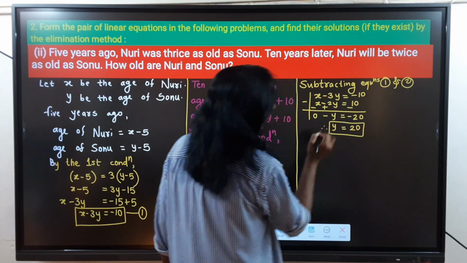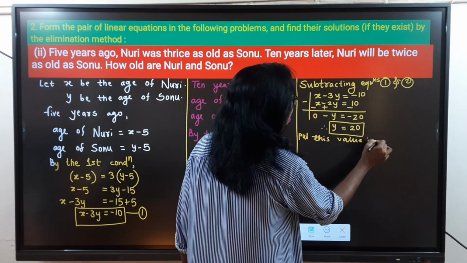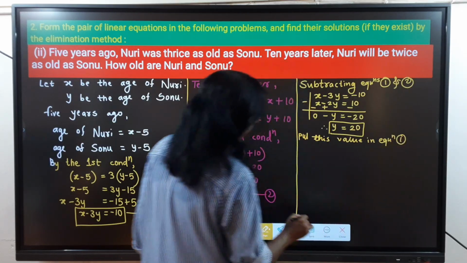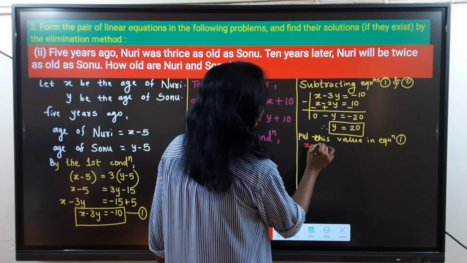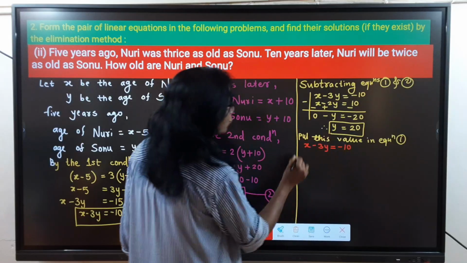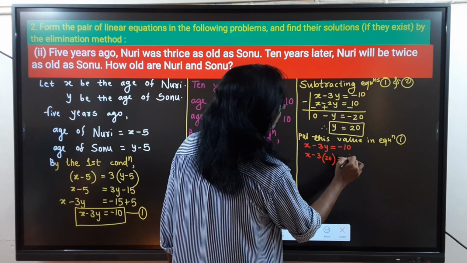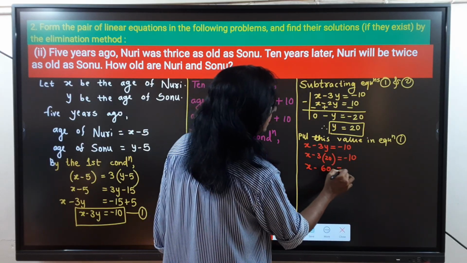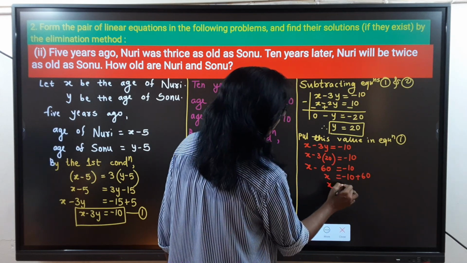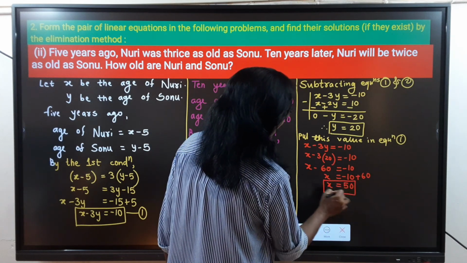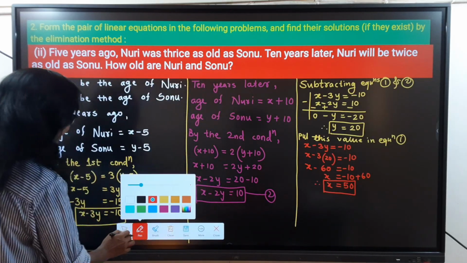Okay, now students put this value in equation 1. So equation 1, students: x minus 3y is equal to minus 10. So x minus 3 multiplied by 20 is equal to minus 10. So students, x minus 60 is equal to minus 10. So x is equal to minus 10 plus 60, and that means x is equal to 50. So now students, we have the value of both the variables.